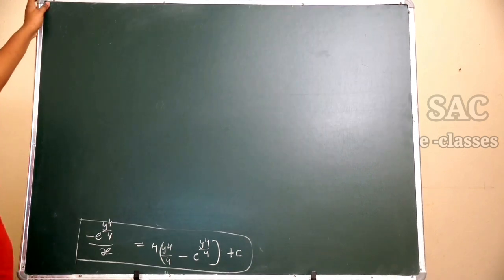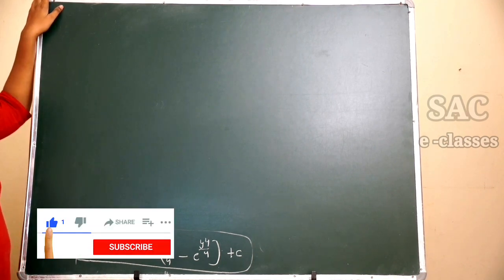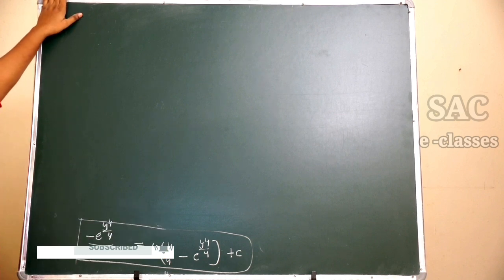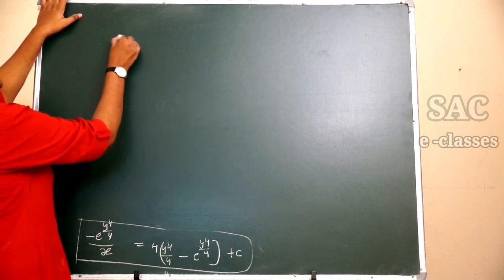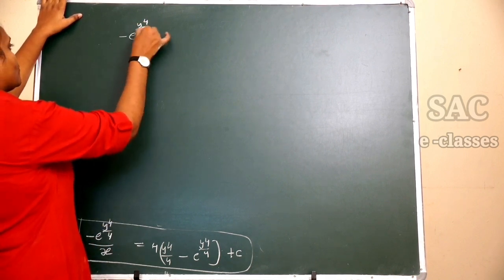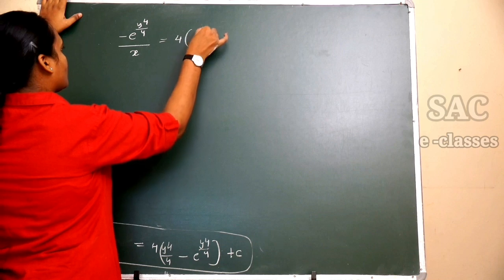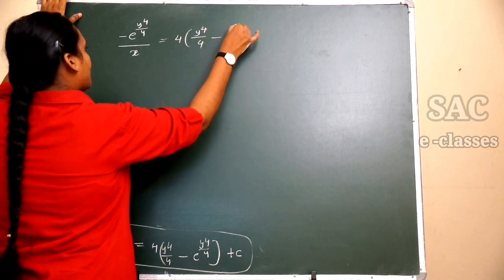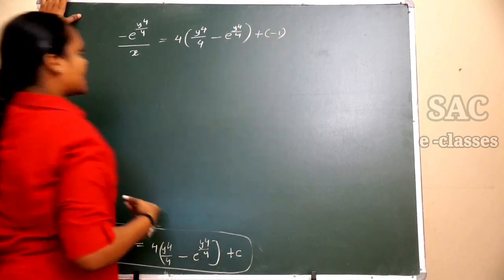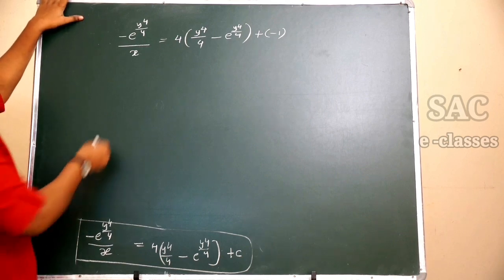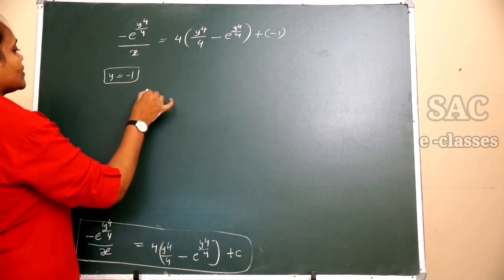Now they are asking you to find the dy by dx value, but the problem was not completed. They asked you to find the value of dy by dx whenever the y value is minus 1. If you want to find the dy by dx value, you are supposed to find the x value also. For this, minus e power y power 4 by 4 by x is equal to 4 into y power 4 by 4 minus e power y power 4 by 4 plus c, but the c value we have got as minus 1 previously. Now they said that the y value is minus 1. Let me find out what the x value is for this.